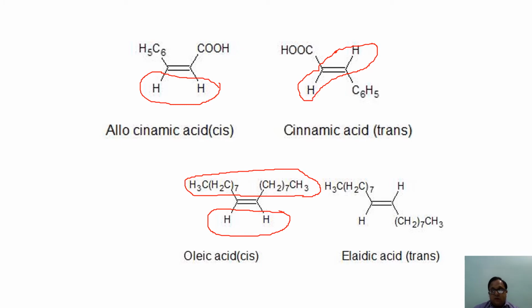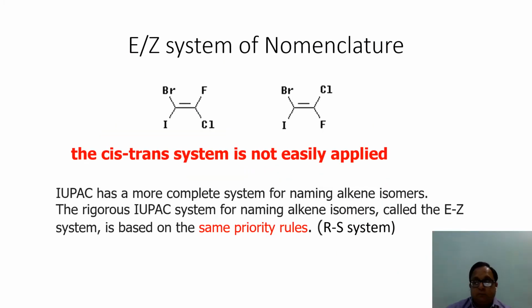Transoleic acid is also known as elaidic acid. Here the hydrogen atoms are on alternate positions and the alkyl chain is again on the alternate position. Now let's see one more example.